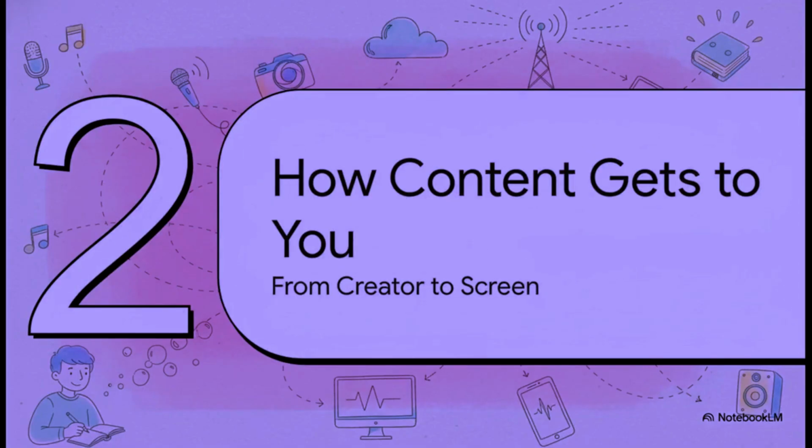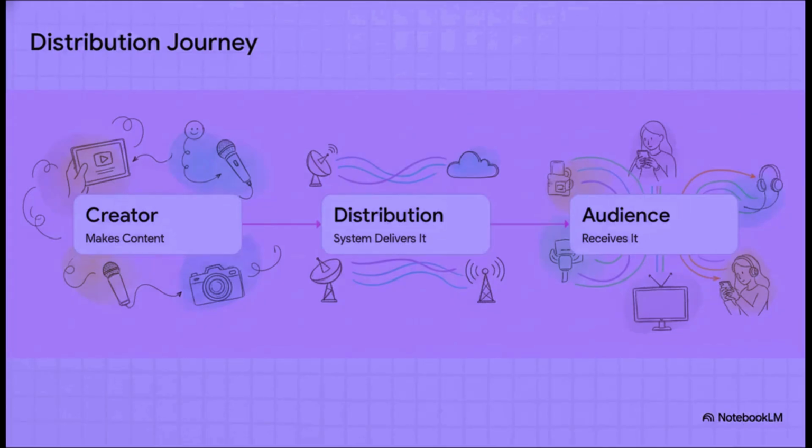Okay, so we have our channels and we have our tools. The next logical question is, how does the stuff people make actually get to our screens and speakers? Well, that whole process has a name: distribution. As you can see, it's really just a simple little journey. Step 1, a creator uses some media technology to make something cool. Step 2, a distribution system, like a TV network or the internet, delivers it. And step 3, you, the audience, get to see it.